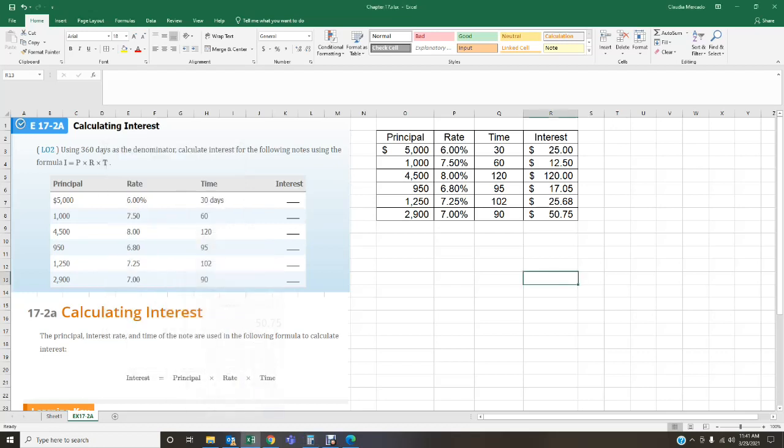So you can use either the calculator or Excel. Just remember the formula for calculating interest is the principal times the rate times the time. Okay, and the time is the number of days that have passed during the year divided by 360 in this particular case because that is what they're telling us to use as the denominator. Okay. Very straightforward calculation. Just be very careful to enter the correct figures and you shouldn't have any issues.